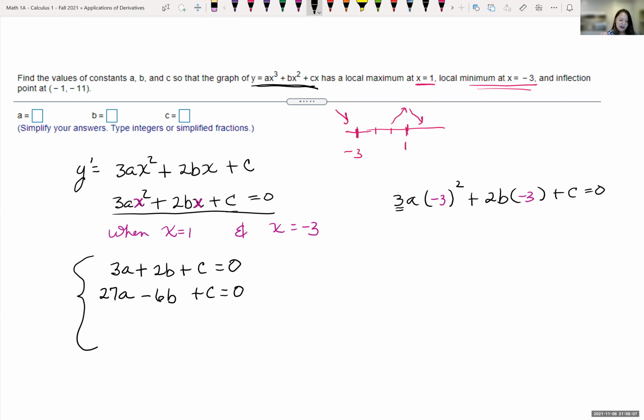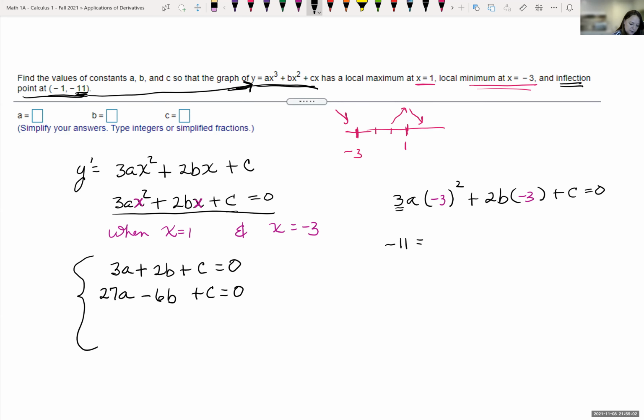I'm going to get one more equation because I'm also told that I have an inflection point at (-1, -11). If I'm getting that, what do I know? I know that when x is -1, my y value is -11. So I actually don't even have to go to the second derivative here because my inflection point is occurring at -1, where my second derivative was equal to 0. If it's an inflection point, it's changing concavity there, but I can plug that back into my original equation to get that y value. So this is saying that y is -11.